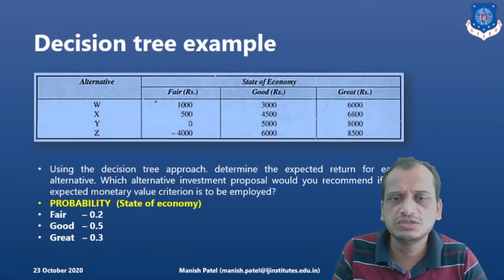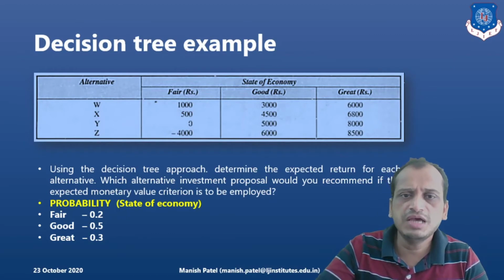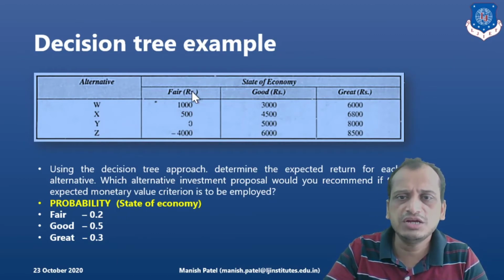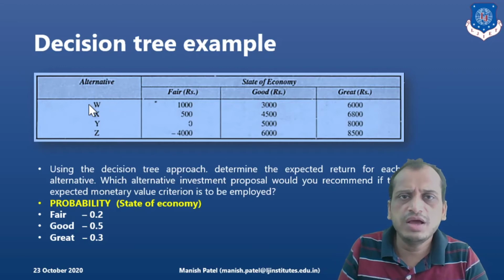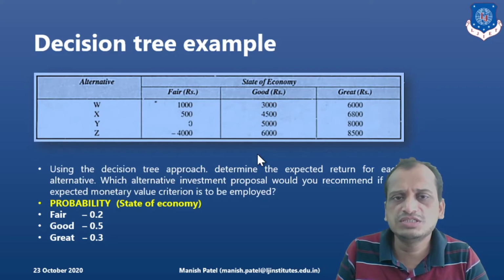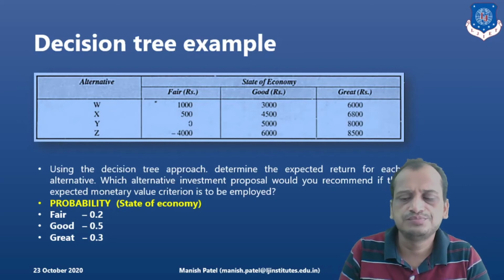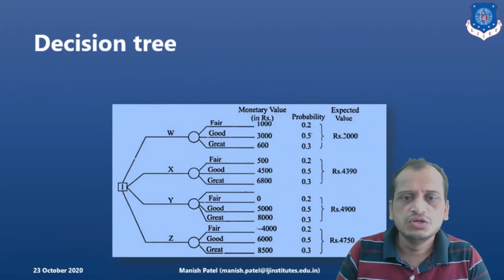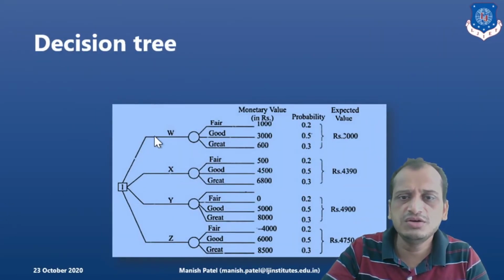So let's look into an example so that we can understand. Here the company has four alternatives, and the state of economy is fair, good, and great. The probability is also given. For the fair economy it is 0.2, for good it is 0.5, and for great it is 0.3. For different alternatives W, X, Y, and Z, the payoff is given here. Now the company wants to decide which alternative to choose out of W, X, Y, and Z. So based on this given data, we will try to prepare the decision tree. Here from the decision node, there are four alternatives W, X, Y, Z.